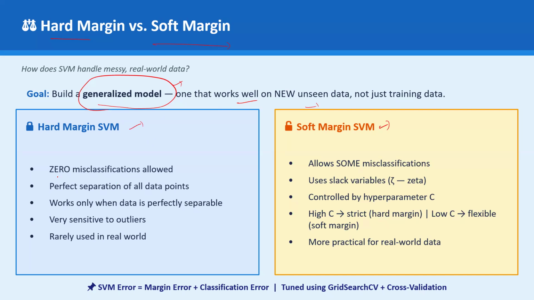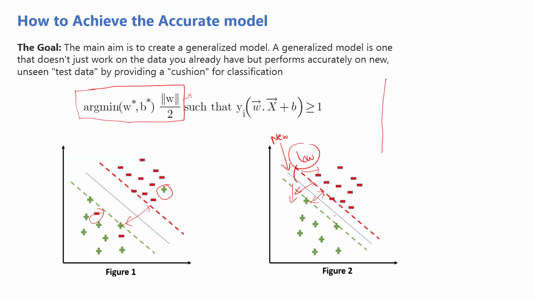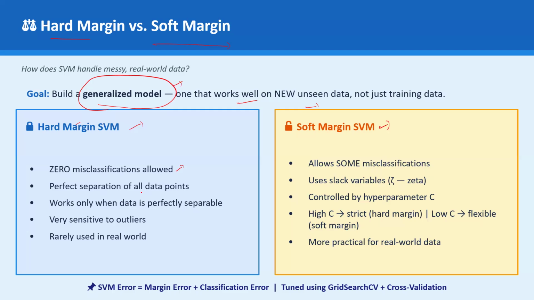Where there is zero misclassification, that comes under the hard margin. This distance is very low and the model does not achieve generalization. Perfect separation is really good, but it works only when the data is perfectly separable. It is also very sensitive to outliers; if any outliers are there between the two classes, it is really hard to find a separation. So it is rarely used in real-time scenarios.